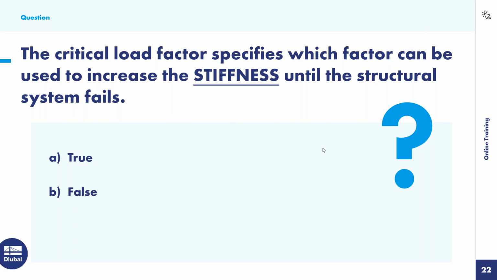All right, so it looks like it's a little bit split. Most of you chose A, true, and a couple chose B, false. So again, the statement was that the critical load factor specifies which factor can be used to increase the stiffness until the structural system fails. And this is actually false. The critical load factor specifies which factor can be used to increase the loading until the structural system fails. So again, the critical load factor is telling you that the loading of your structure is either good if it's above 1, or too high if the critical load factor is below 1.